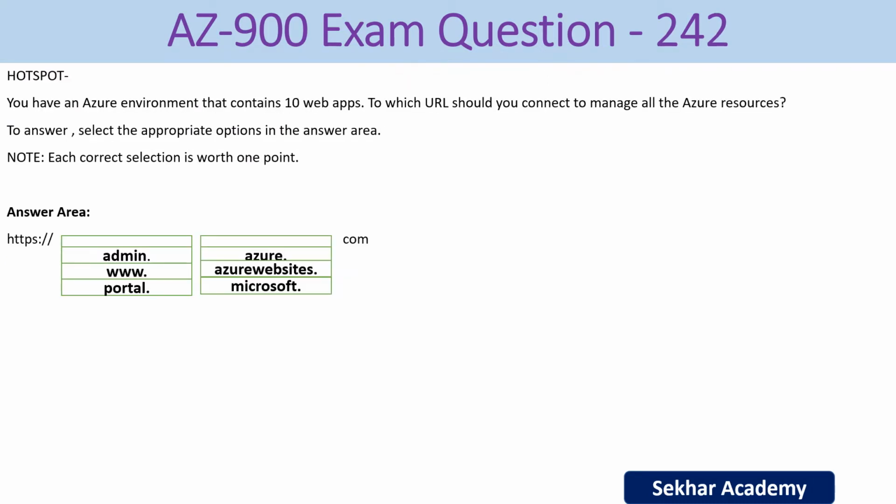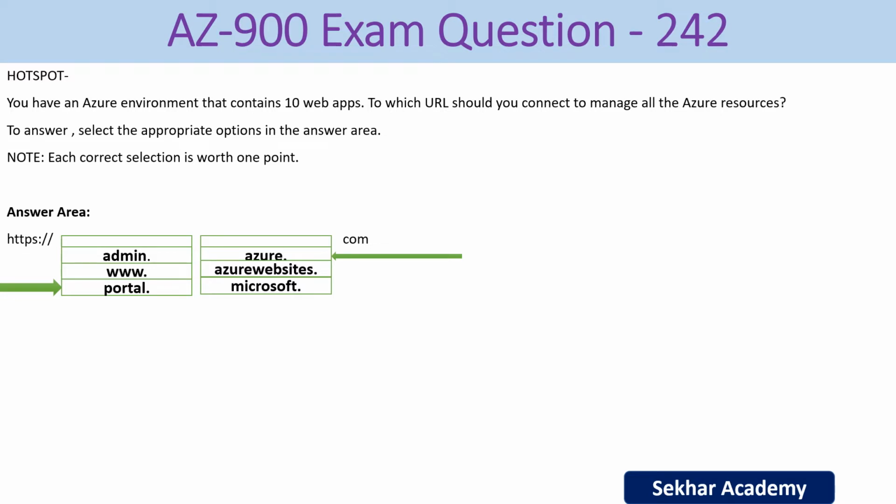Question number 242. You have an Azure environment that contains 10 web apps. To which URL should you connect to manage all the Azure resources? The options we have are two ways to build the URL which we can use to connect to Azure and manage all the Azure resources. The right answer is: the first option is portal, and the second one is azure.